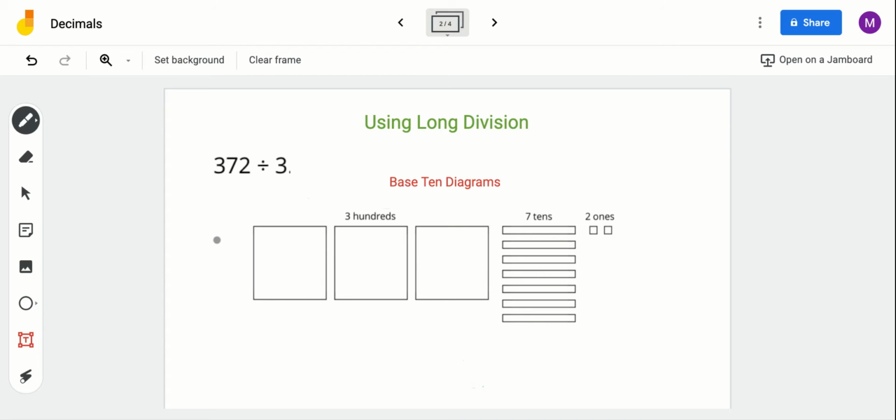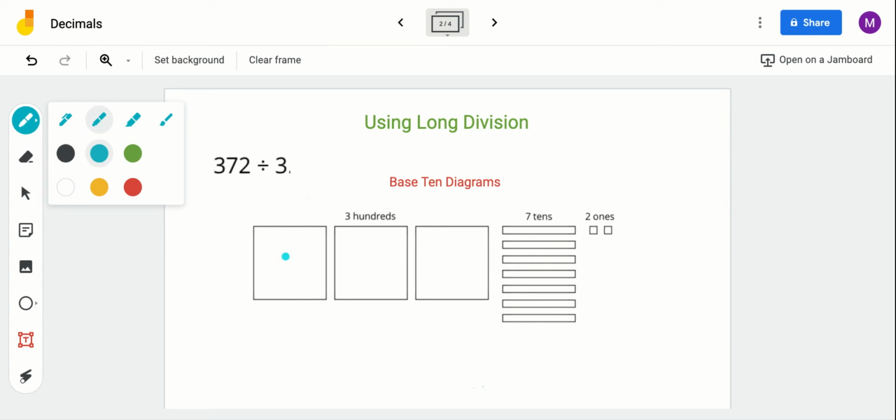The first method that we're going to use is base 10 diagrams. We're going to use a picture to really understand what we're doing when we're dividing. We're going to treat 372 divided by 3 as if we're breaking this 372 into three equal groups. So I'm going to go ahead and draw my equal groups.